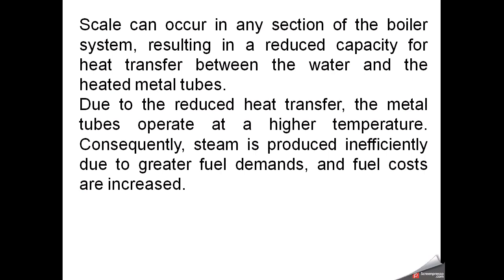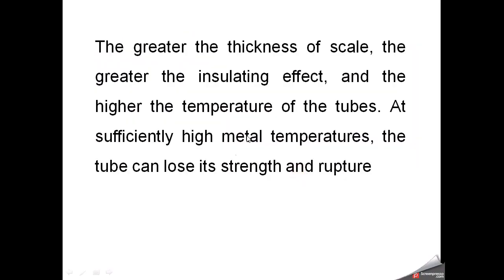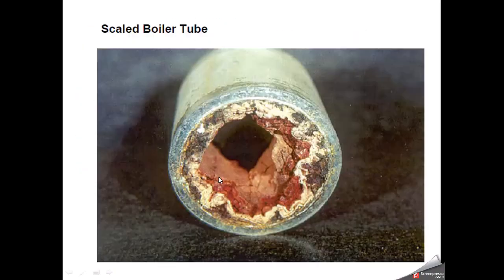So that's why it is very important to look into this scaling. In this video we are just describing the basics. Maybe later on we will describe each of these problems separately. In this diagram you can see a huge scale has formed inside the tubes. This is the scaling and this is the pipe. This layer of scale reduces the heat transfer, and ultimately this will damage the pipes, and there is a big problem in the operation of this boiler.